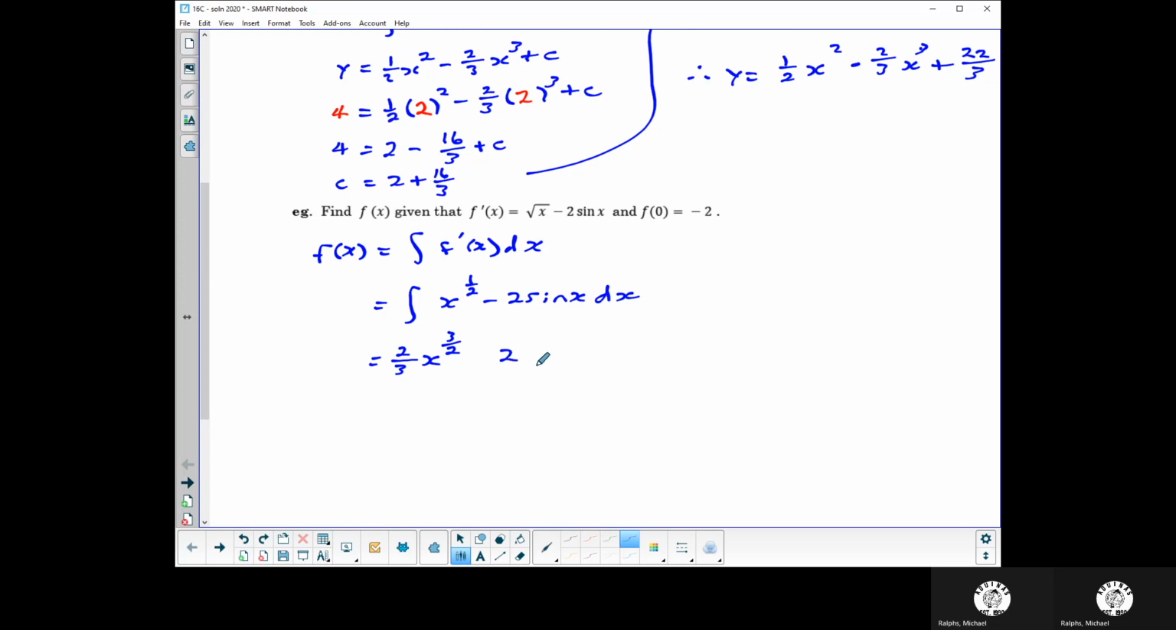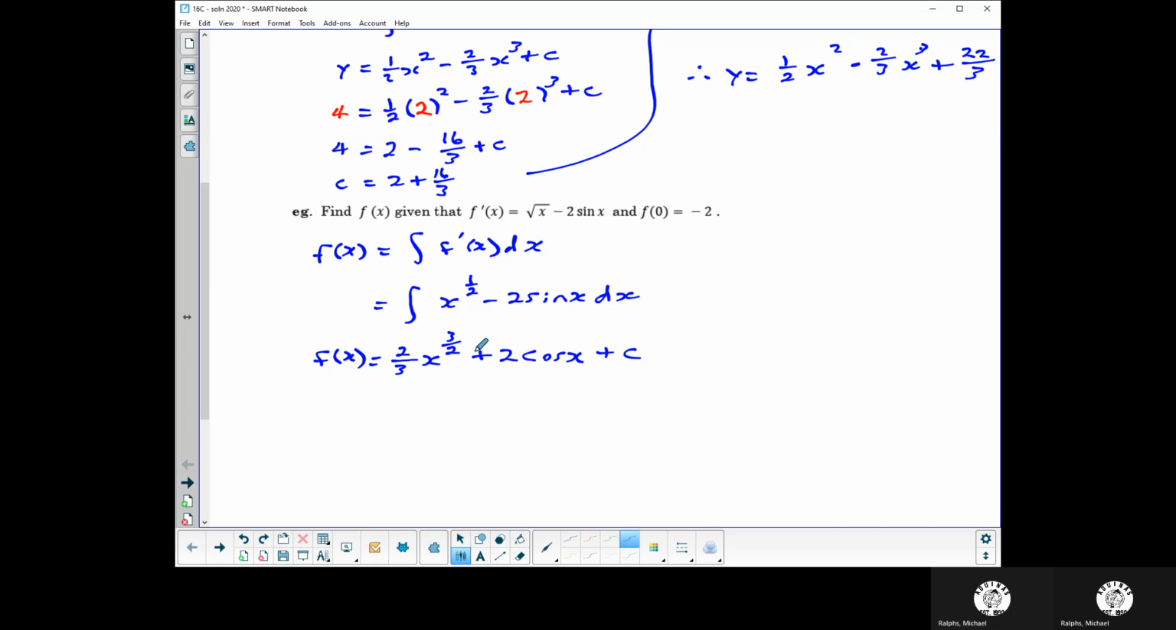So we got the 2 here. Now the antiderivative of sine x is cosine. And when you differentiate cosine, you get a negative. So because we have that negative 2 sine x, the derivative of 2 cosine x would give us negative 2 sine x. So here is going to be a plus. And then we'll add the c. Okay, so that's our f of x.